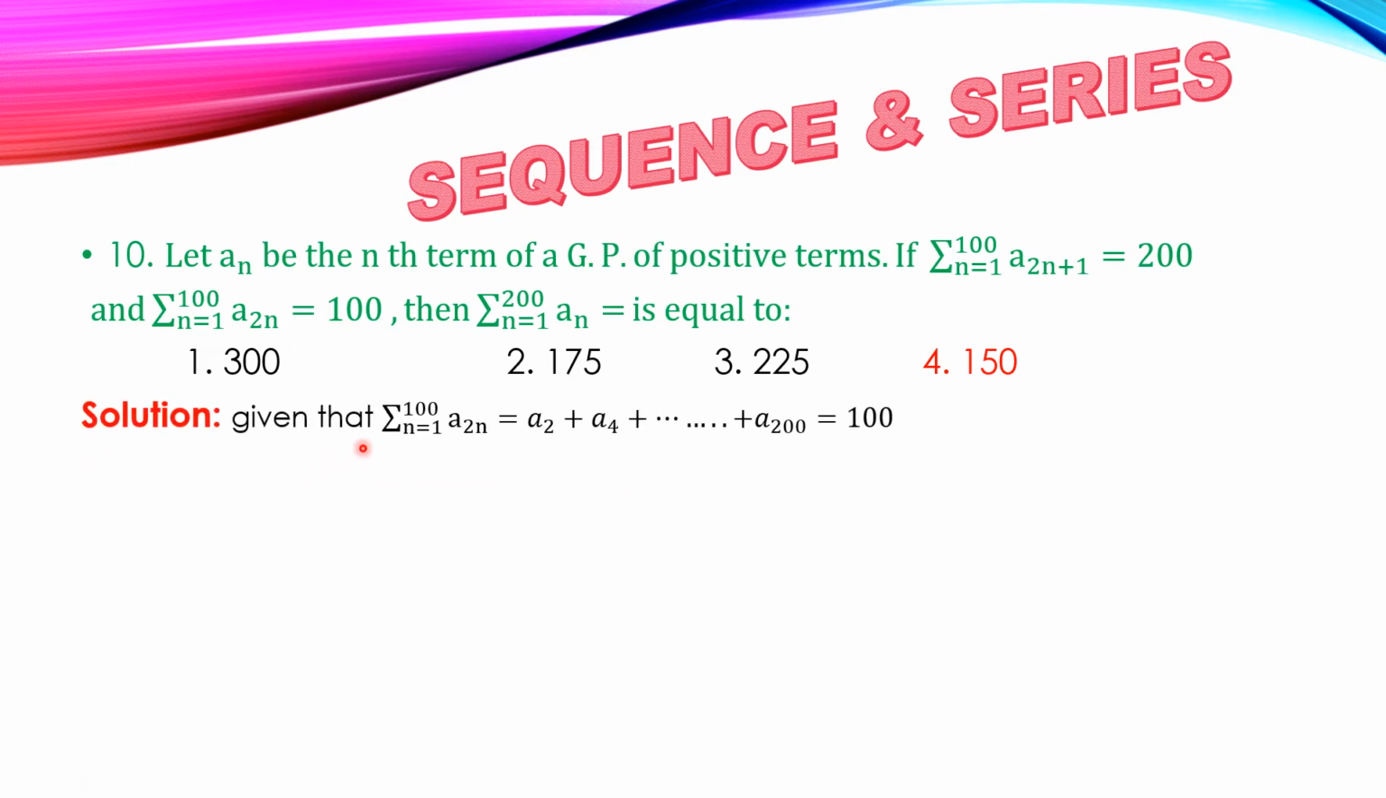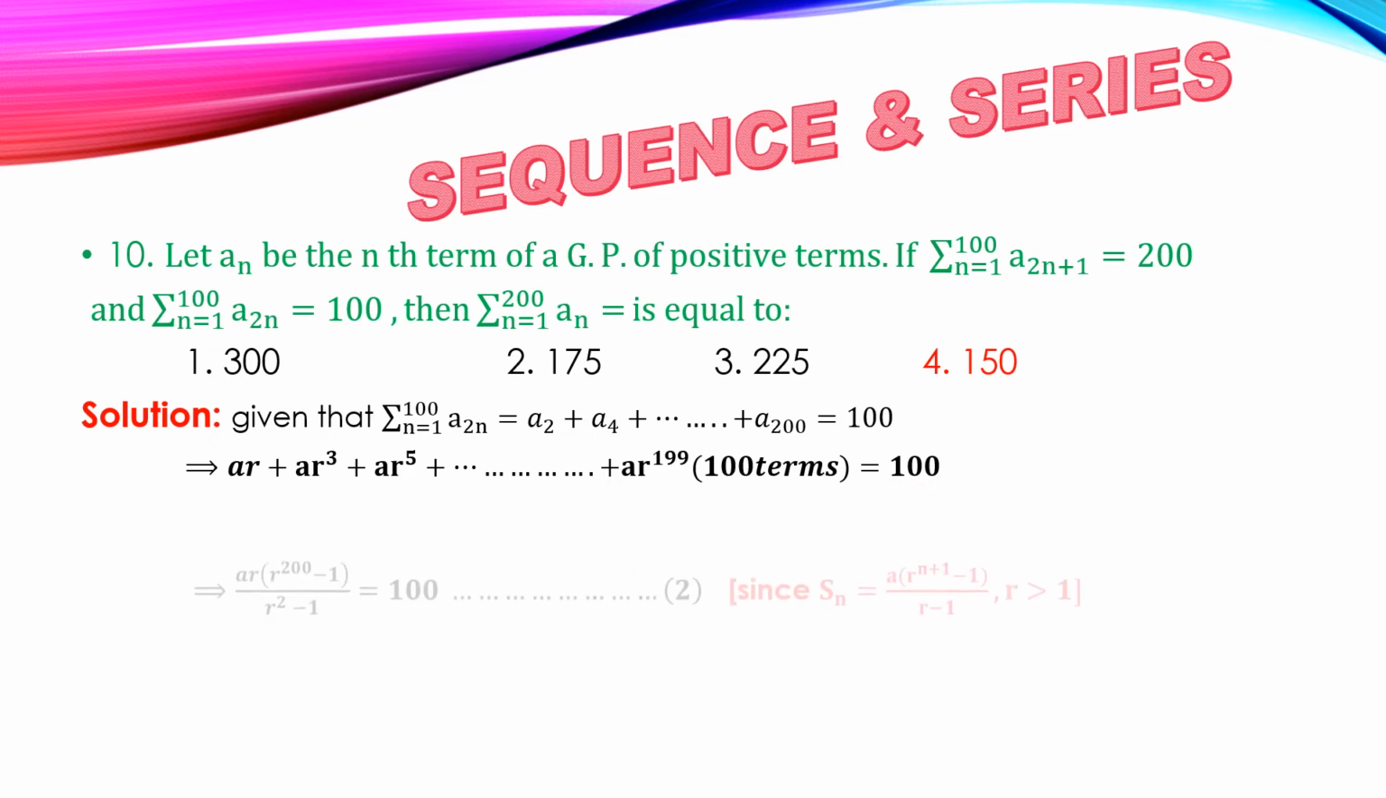The second condition is the summation n equals 1 to 100, a_(2n), which equals a2 plus a4 plus and so on up to a200, equals 100. Now here we write the values of a2, a4 up to a200 as ar plus ar cube plus ar to the power of 5 plus and so on up to a into r to the power of 199. Now we can observe the number of terms equals 100 because n equals 100. So that value equals 100, already given in the problem.